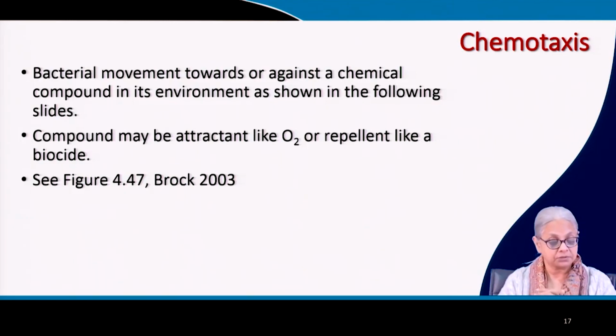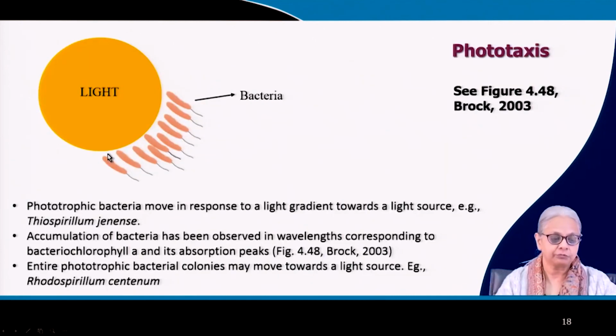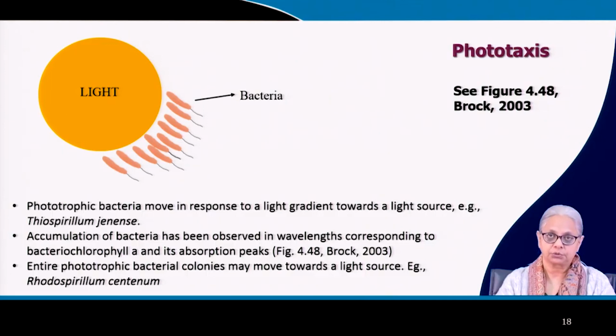So chemotaxis is one thing. You can refer to these figures. Here I have an example of phototaxis. There are certain photosynthetic pigmented bacteria which need light. If you have them on a surface and you provide a light source, you will find that the entire colony of some of these bacteria are capable of moving towards the light source. That is one example of phototaxis.